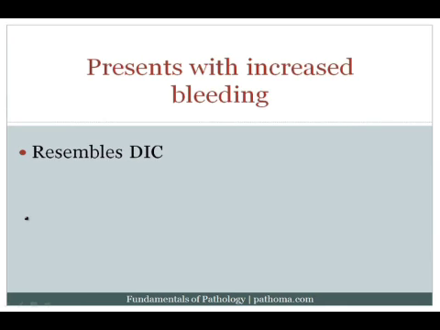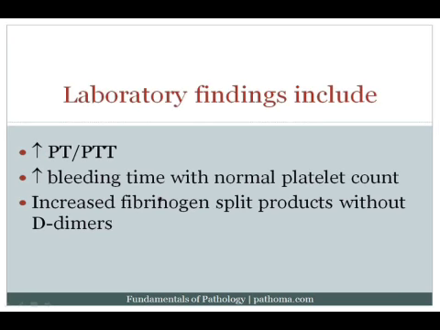Now, these patients present the same way that you would see a patient present with DIC. So this is very important because this is the way examiners are going to go after this. They're going to give you a clinical scenario that looks just like DIC, but you're going to have to identify that it's not DIC. Instead, it's some disorder of fibrinolysis. Now, what are the lab findings going to be? They're going to be very helpful here.